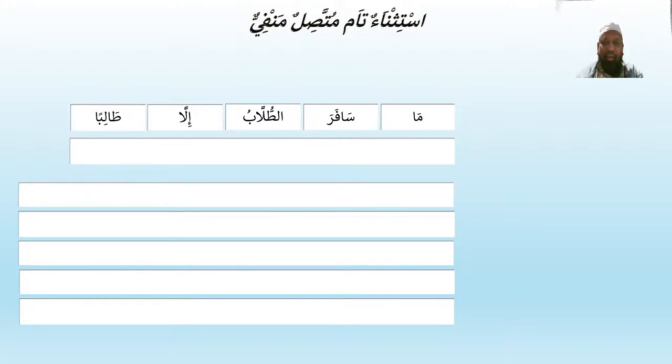Okay. Now over here this illa is not harfu hasr, is it? So we translate as it is. We're going to translate as it is. So let's start with the subject. The students did not travel. The students did not travel except one student.